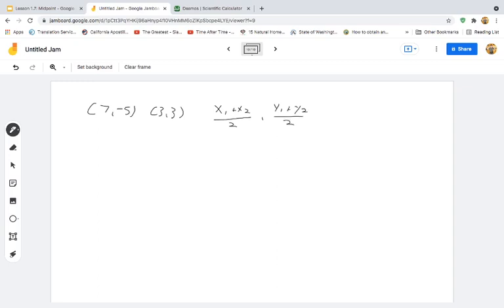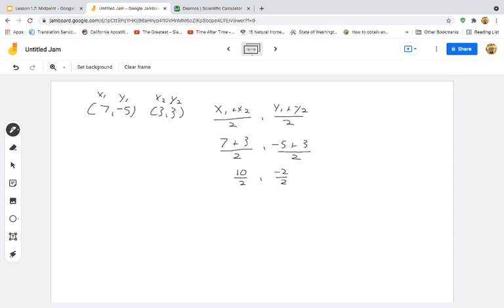And we'll just plug everything in. x1 is going to be 7. So we have 7 plus x2, which is going to be 3. So plus 3 over 2, comma, y1 is going to be negative 5. So we have negative 5 plus y2, which over here will be 3 again. So plus 3 all over 2. Okay. 7 plus 3 is 10. So we really have 10 over 2, comma. Negative 5 plus 3 is a negative 2. So we have negative 2 over 2.